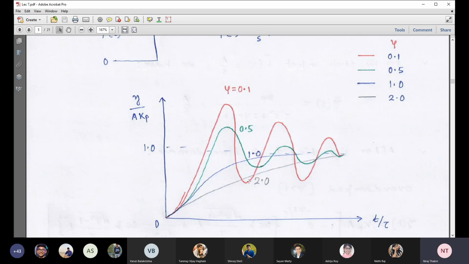This is a plot for two dimensionless quantities. One is y by AKP. Another one is t by tau. Again, step change in input variable with magnitude capital A. It is obvious that as zeta decreases, oscillation increases.